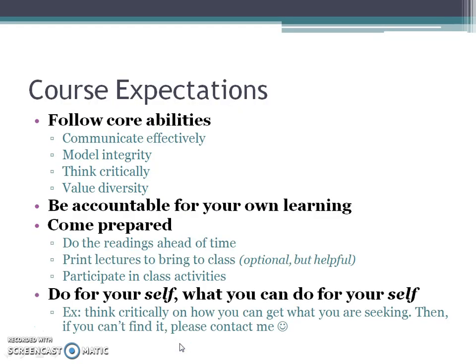So let's talk about the course expectations. First of all, CVTC has 4 core abilities. The core abilities include communicating effectively, model integrity, think critically, and value diversity. If you look at those 4 core abilities, hopefully you're thinking that that's how you'd want an RN to also demonstrate his or her behaviors.